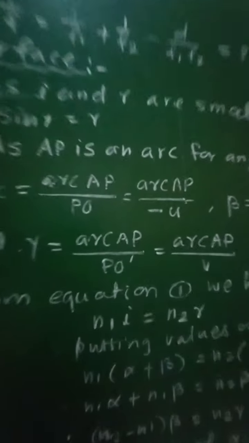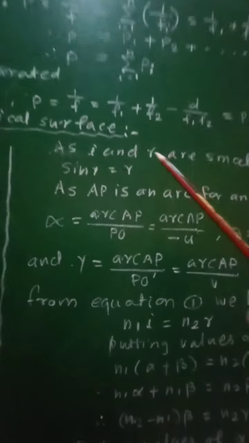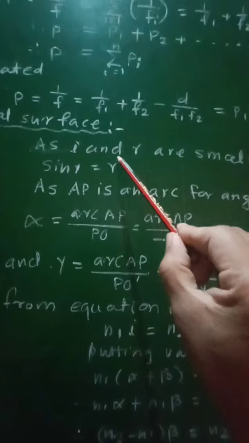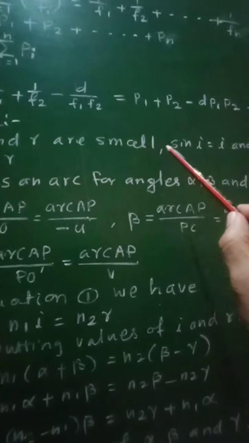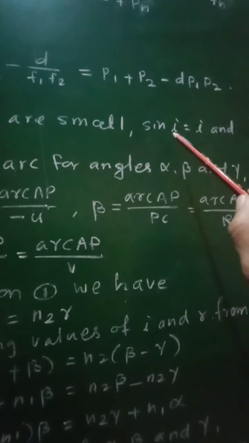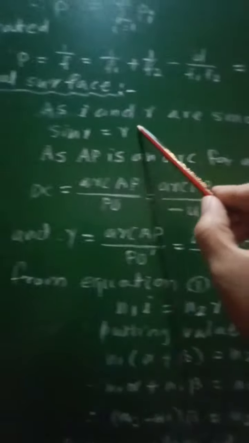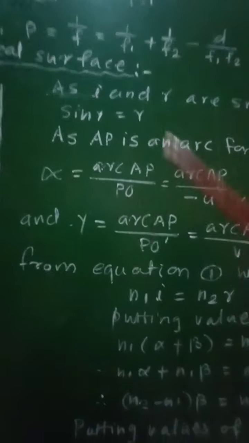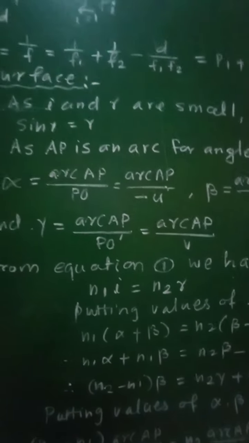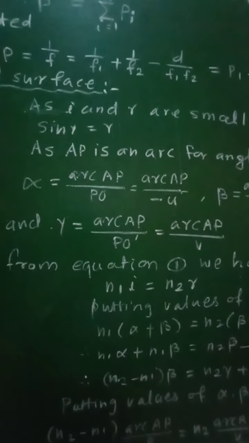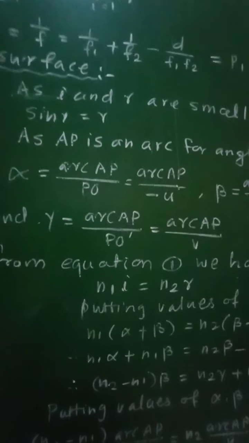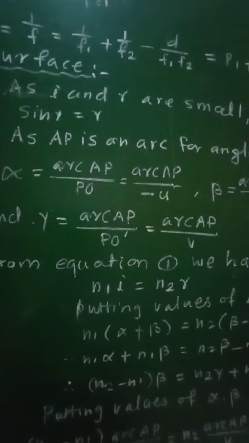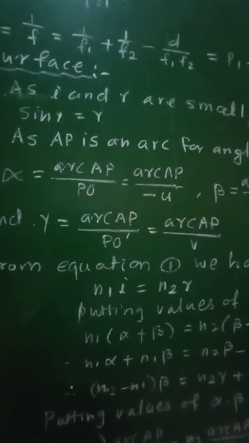Now, as the angle of incidence I and the angle of refraction R are very small, we can consider sin I equal to I and sin R equal to R only. As the angle theta is very small, sin theta is taken as theta. Therefore here we will consider sin I equal to I and sin R equal to R.